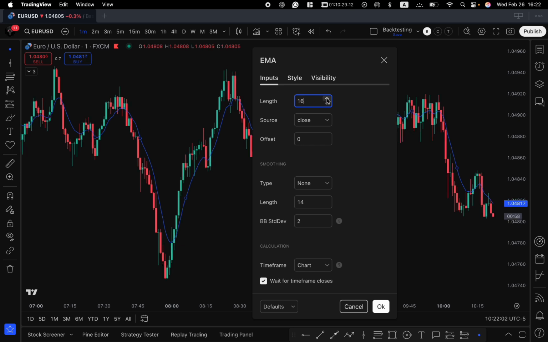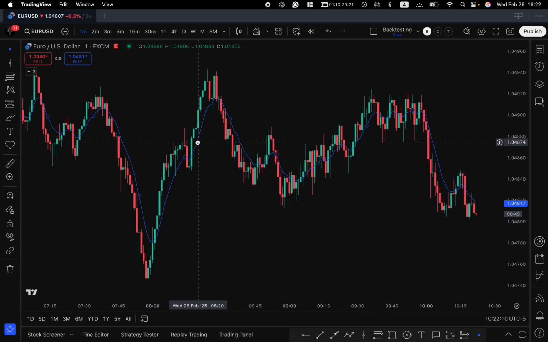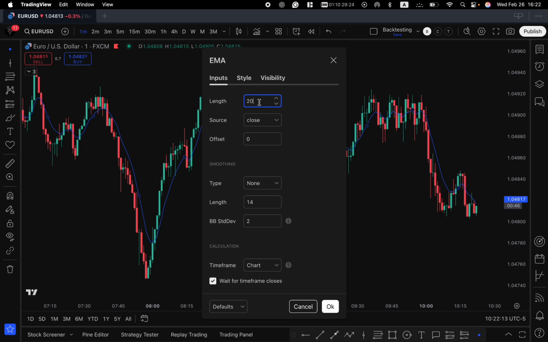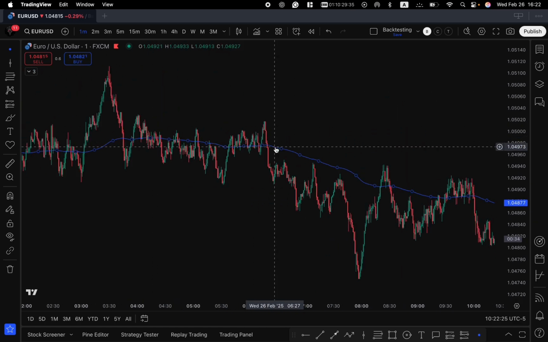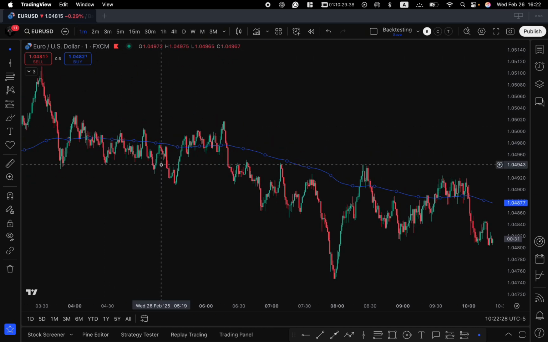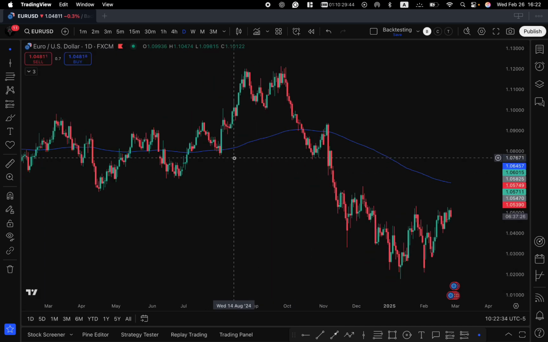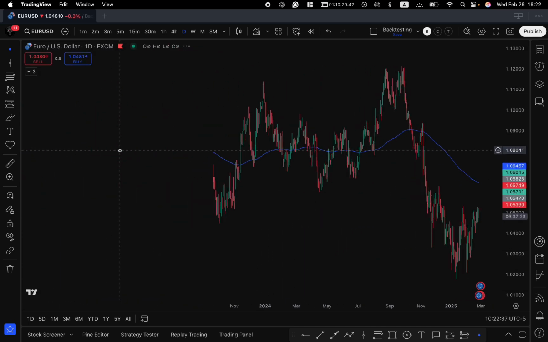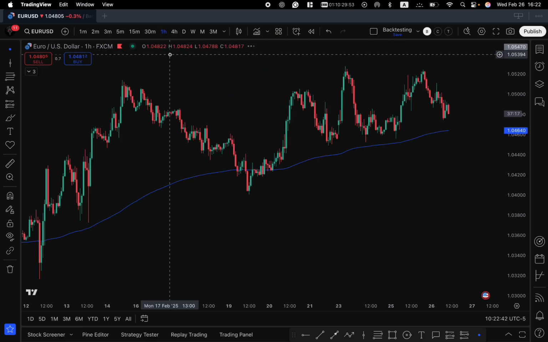So let's increase it to 20, and okay. So let's increase it to 200 and select OK. So this is a 200 moving average. We're in the 1 minute, so it's a 200 minute moving average, all right? So if I switch to the daily, this one, as it's based on the chart time frame, is a 200-day moving average, okay? So let's do something a little bit different.